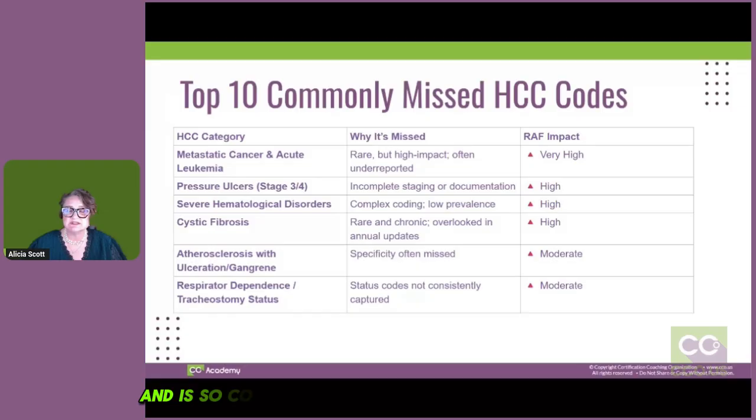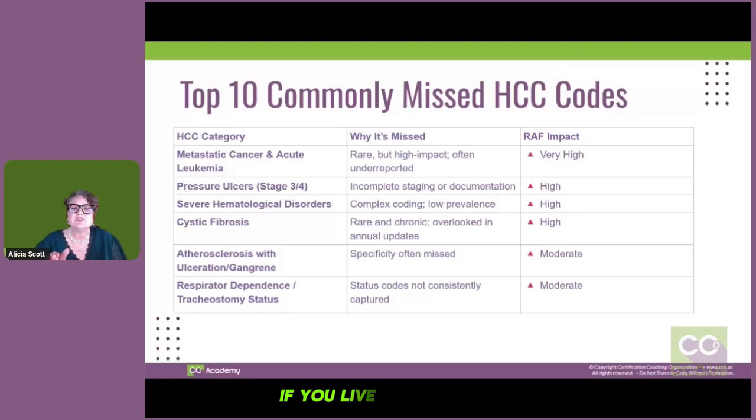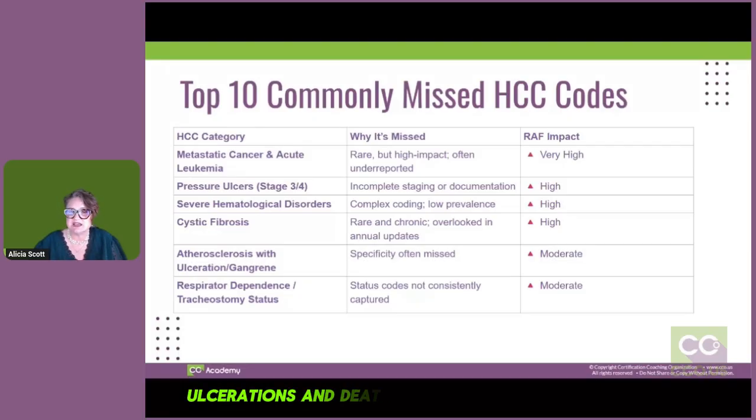Atherosclerosis is so common, but when you have atherosclerosis with ulceration or gangrene, that is through the roof. So that's another one where specificity really counts. If you live long enough, you're going to get atherosclerosis. But again, ulcerations and death of that tissue is huge.